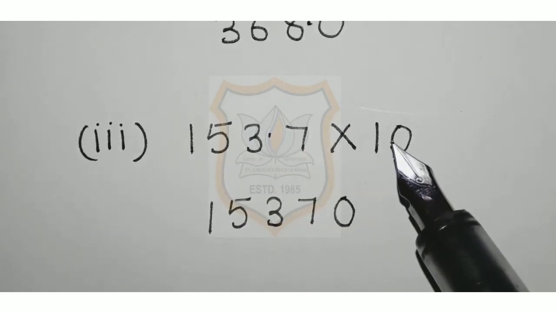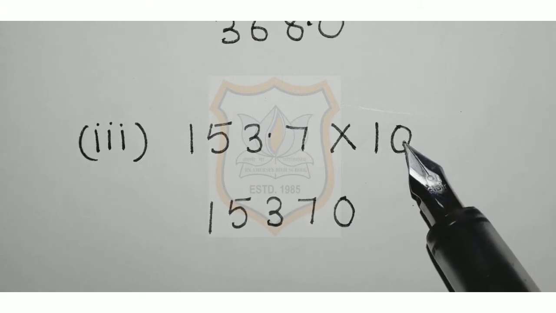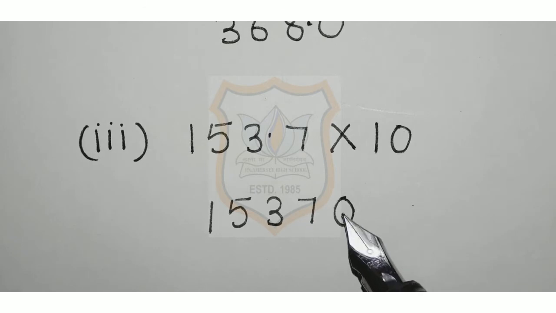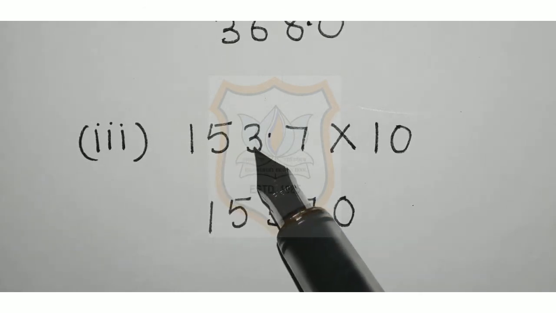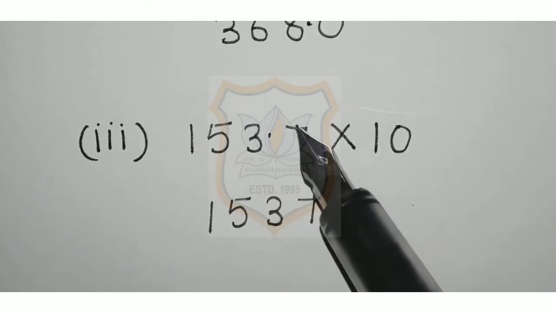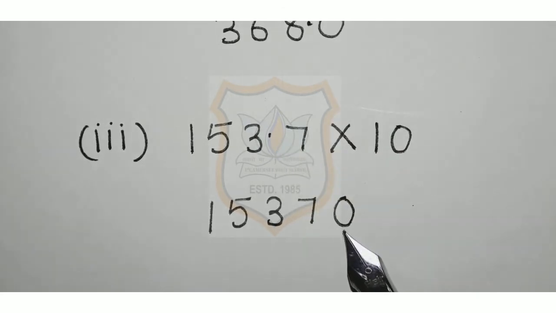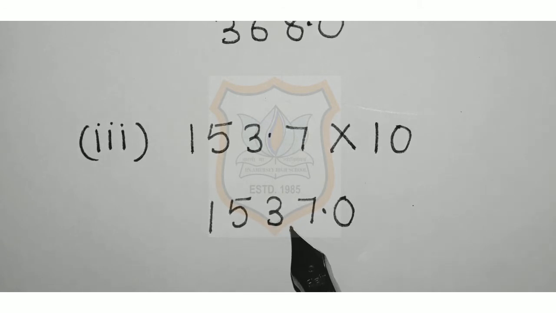Third part of question number 3 is 153.7 multiplied by 10. We will just put 0 behind it, that is 15370. Now in 153.7 decimal is after 1 digit, that is after 7. So in answer also it will come after 1 digit starting from the ones place, that is it will come over here. So our answer will be 1537.0.